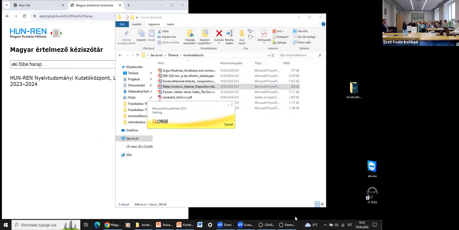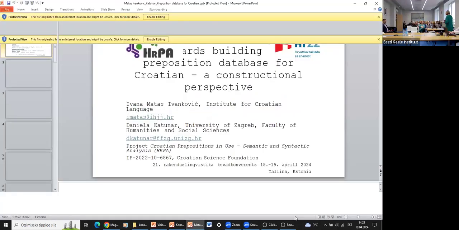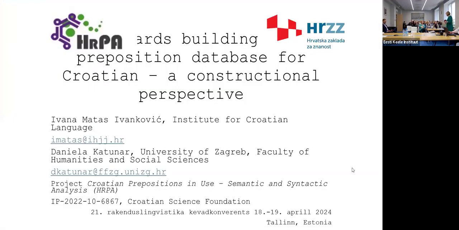We have discussed it already a little bit. It's a very serious problem for the Estonian language as well. At least in our resource, how to present this preposition construction is very basic, right? It's not really looking great.